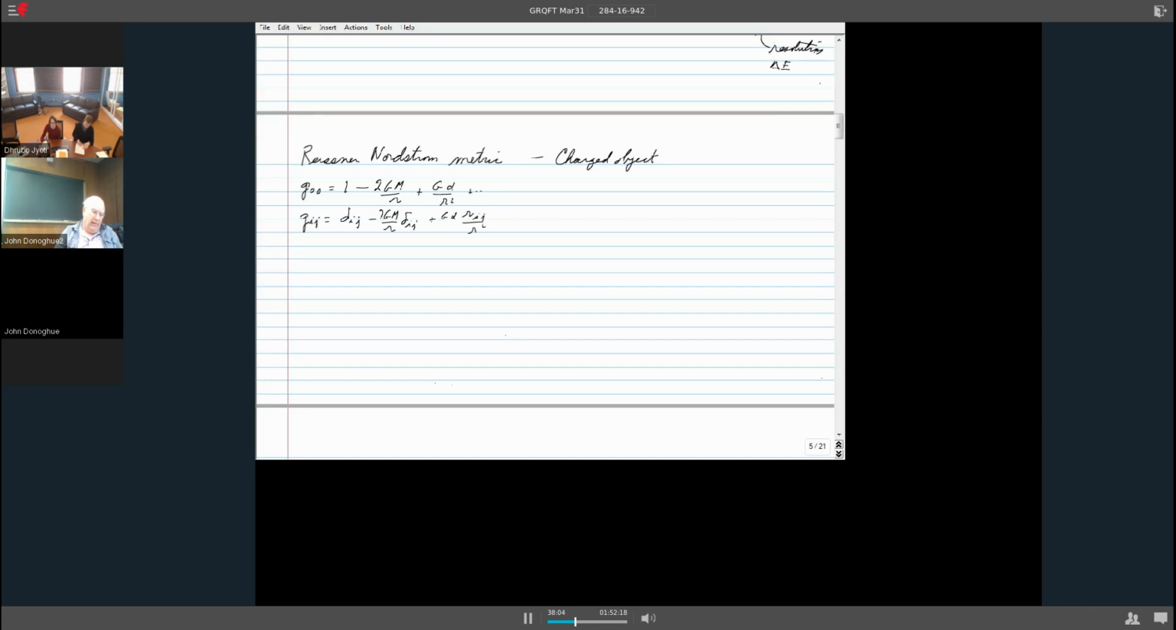Then there's a G alpha r_i r_j over r squared minus delta_ij, thank you. This is actually written in a particular gauge. This is harmonic gauge, which we're going to work in anyhow.